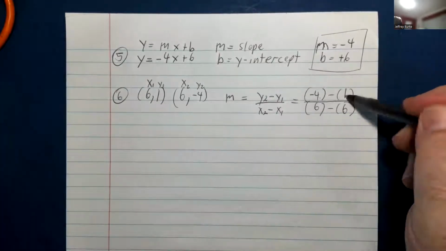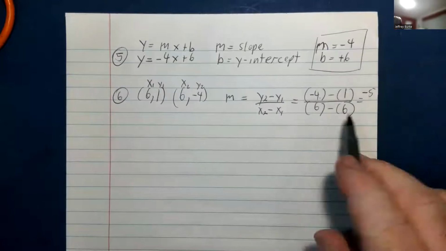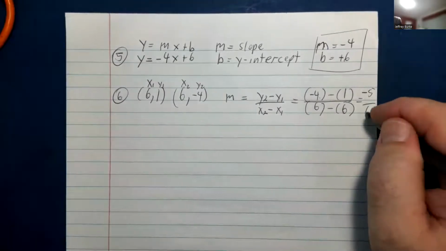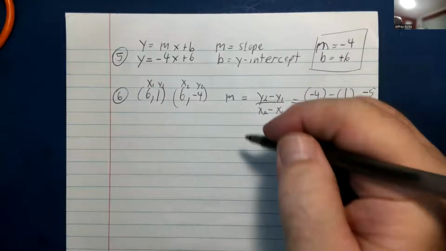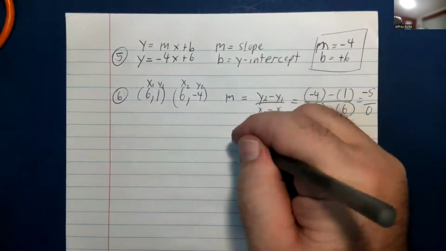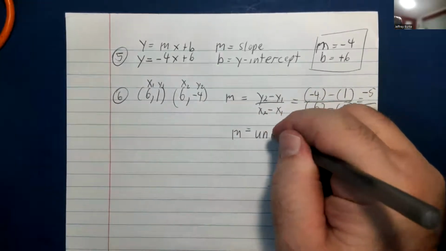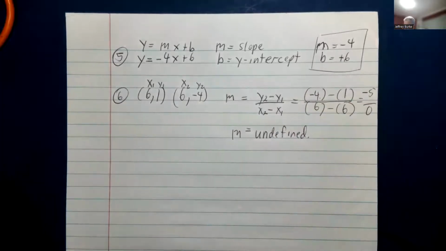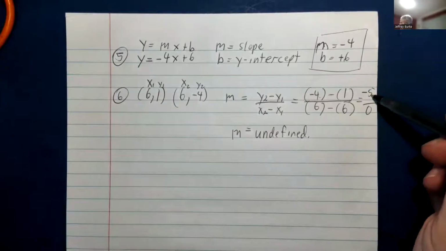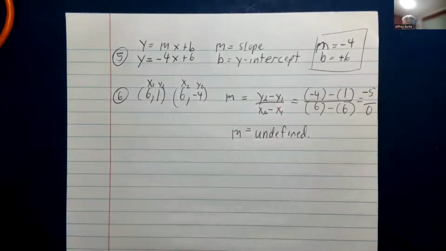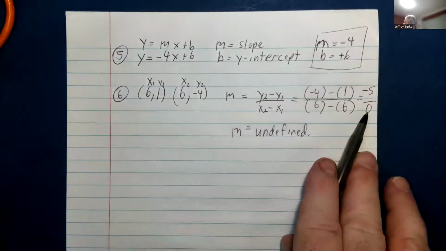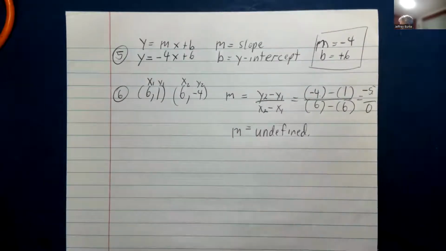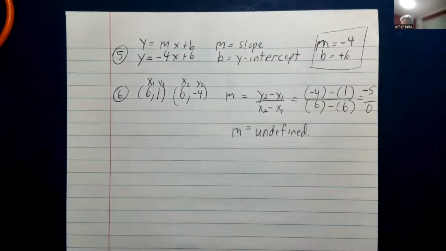Now you notice on top here, -4 minus 1 gives us -5. But 6 minus 6 is going to give us 0. And -5 divided by 0 is going to give us a slope which is undefined. So in this particular question, our slope is going to be an undefined slope. If we had a 0 on top, we would say the slope is equal to 0. But because we have a 0 on the bottom and we can't divide by 0, we say that that is undefined.